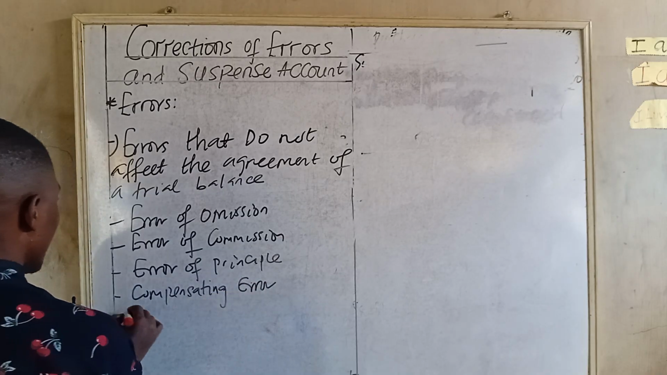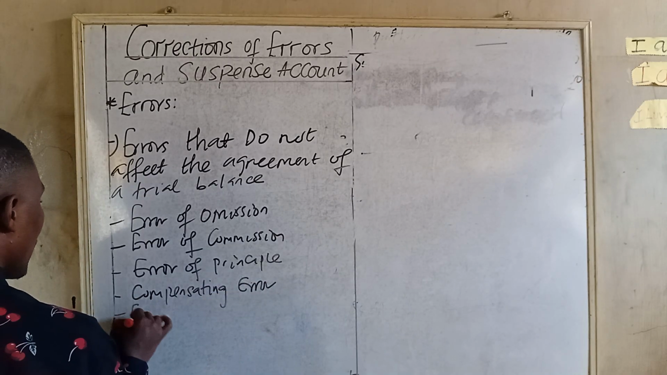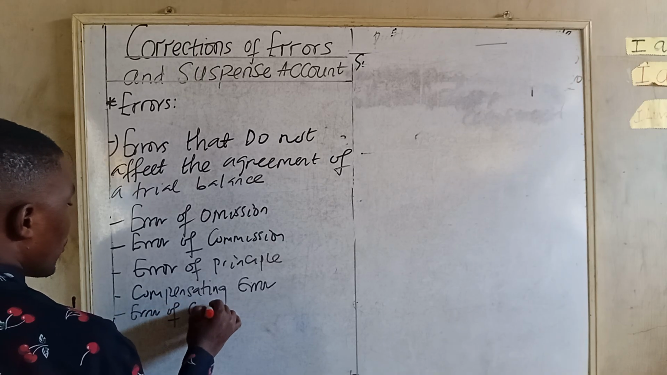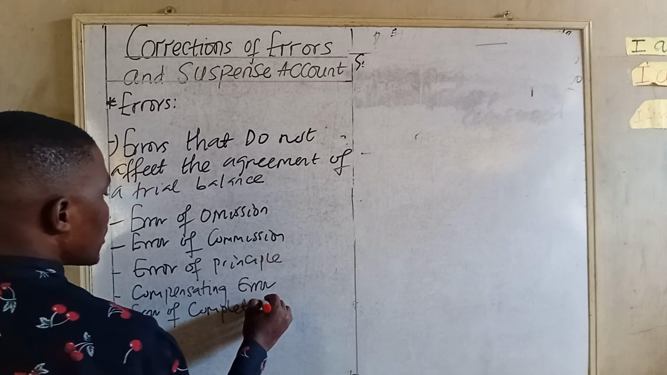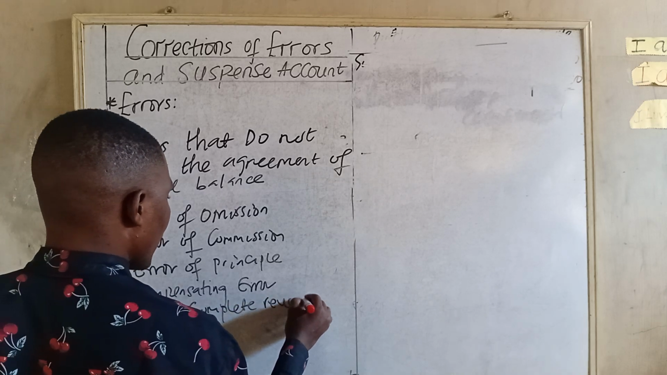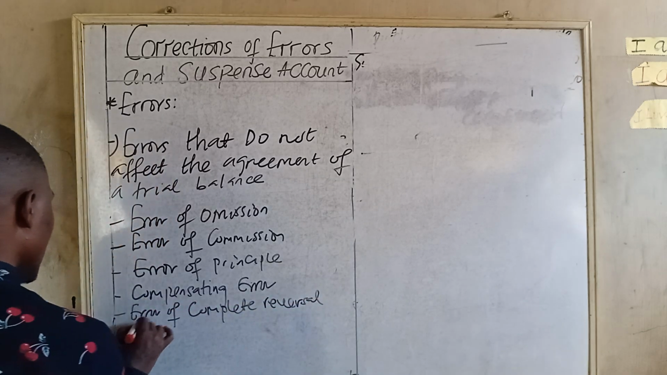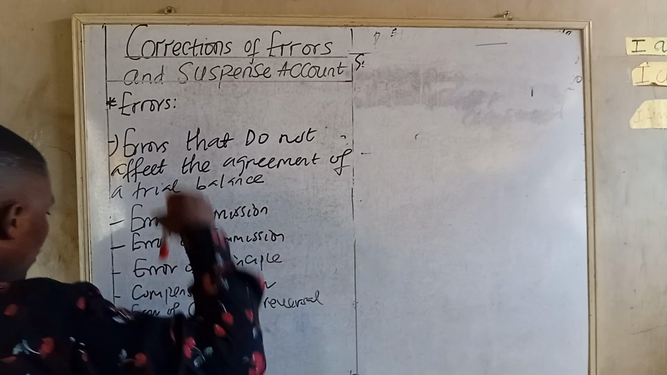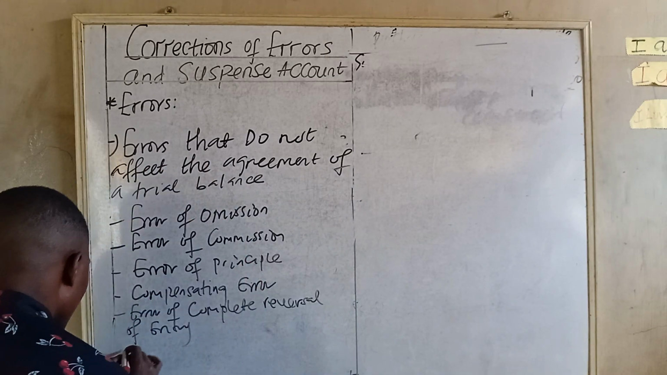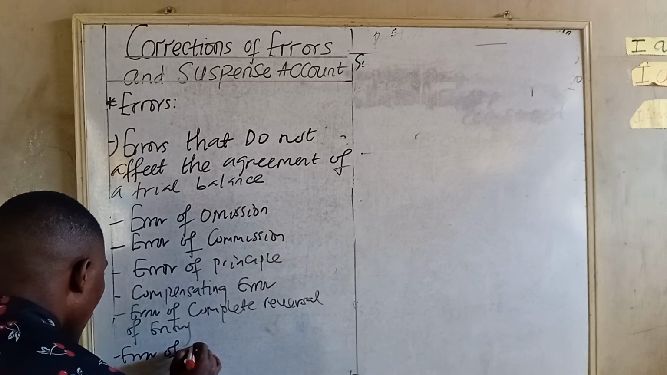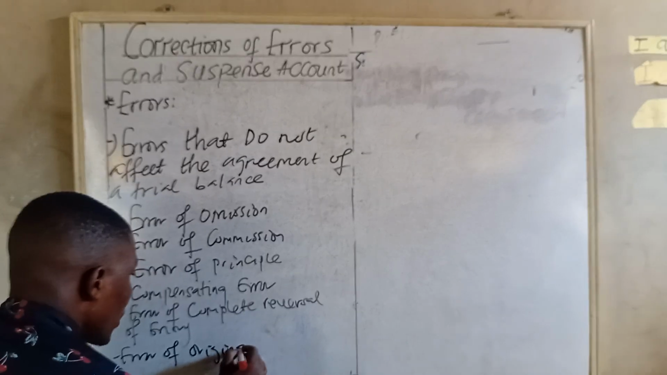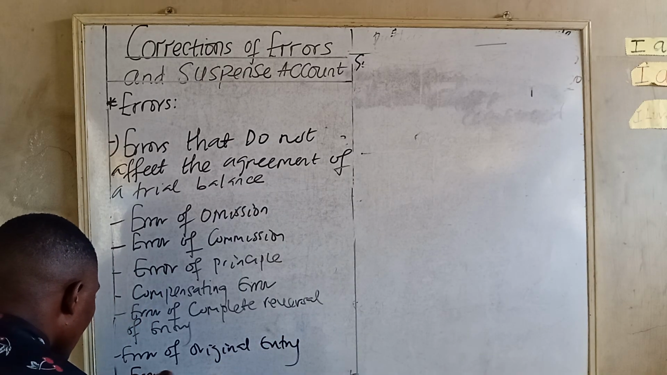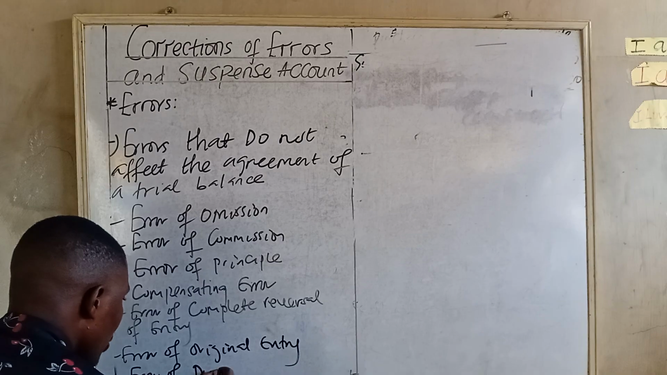Compensating error. Number 5, we have error of original entry. Error of complete reversal of entry. Error of original entry. We have error of duplication.